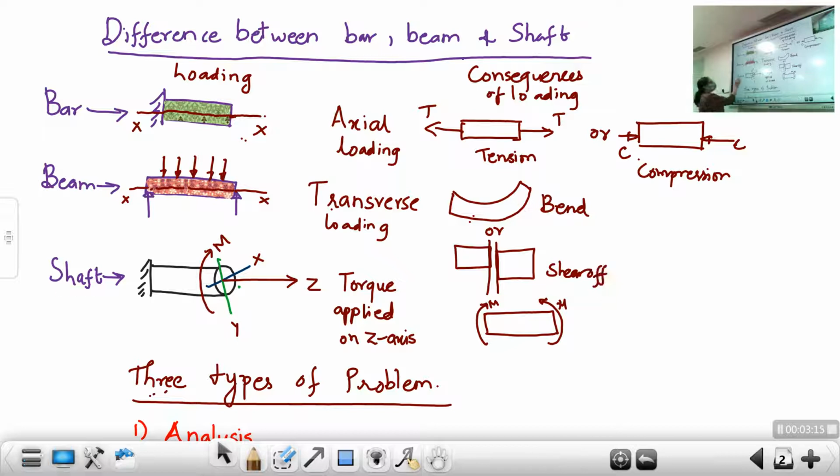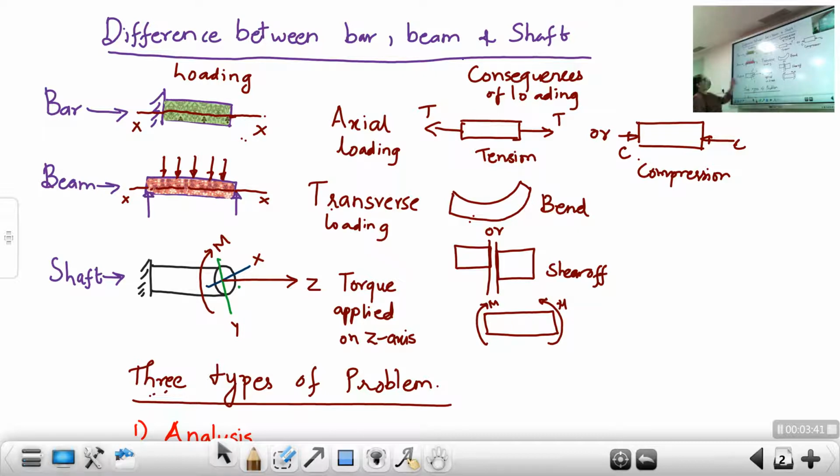Now let us come to the shaft element. A shaft element is subjected to torque, and this torque is always applied not on the x-axis like this, but on the z-axis. So when torque is applied, it has a tendency to undergo twisting, and twisting stresses, or sometimes called warping stresses, get generated. So that would be the consequences.